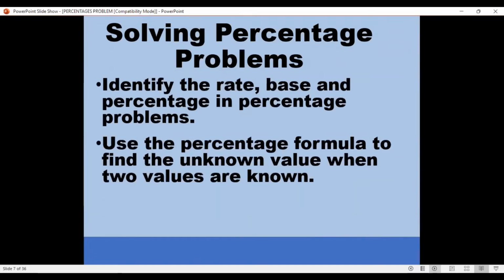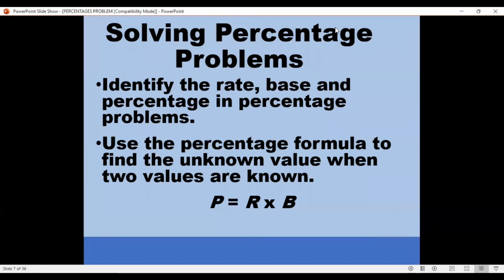We will be following the same approach as before. We need to be able to identify the three components: which of the given is the rate, the base, or the percentage. And by making use of P equals R times B, we will try to derive how we could find the base.